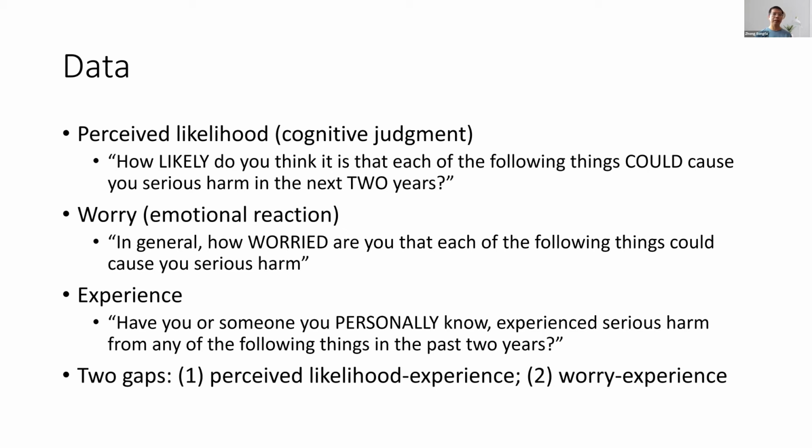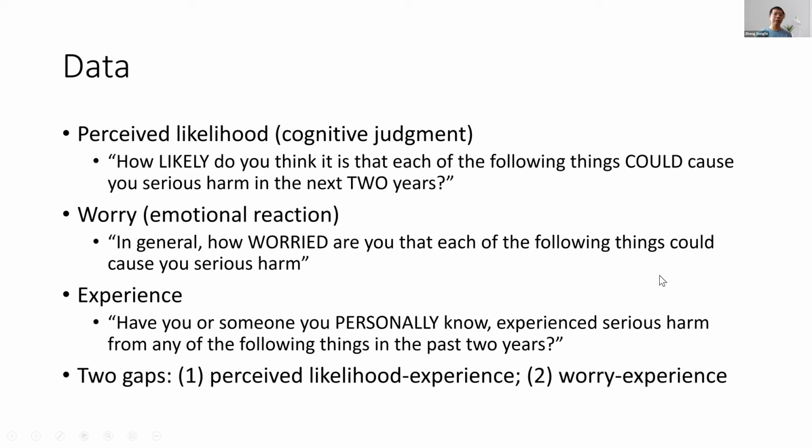The first one is about perceived likelihood, asking, say, how likely do you think that each of the following things could cause you serious harm in the next 2 years? Perceived likelihood is an important aspect of risk perception. It captures a kind of cognitive judgment: how do you judge the likelihood of a certain thing?